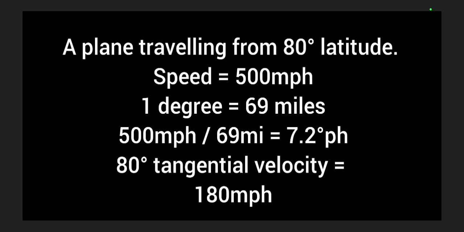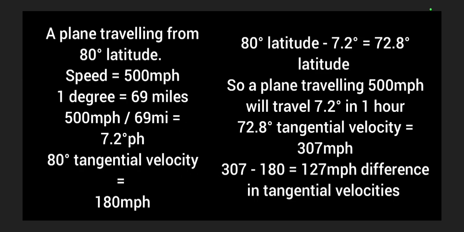A plane travelling from 80 degree latitude with a speed of 500 miles per hour. 1 degree of Earth's curvature is 69 miles. 500 miles per hour divided by 69 miles is 7.2 degrees per hour. So the plane will travel 7.2 degrees per hour. At 80 degrees, the tangential velocity is 180 miles an hour. 80 degree latitude minus 7.2 degrees equals 72.8 degrees latitude.